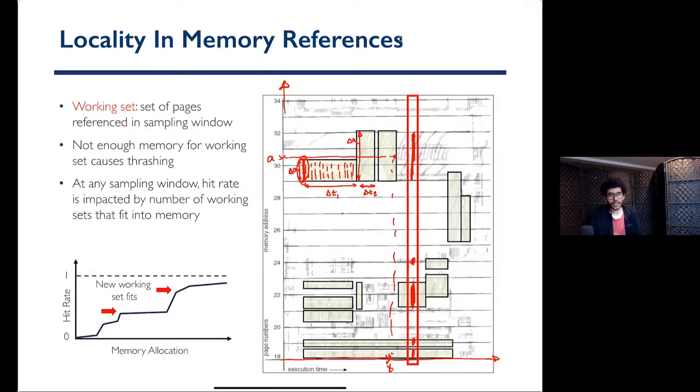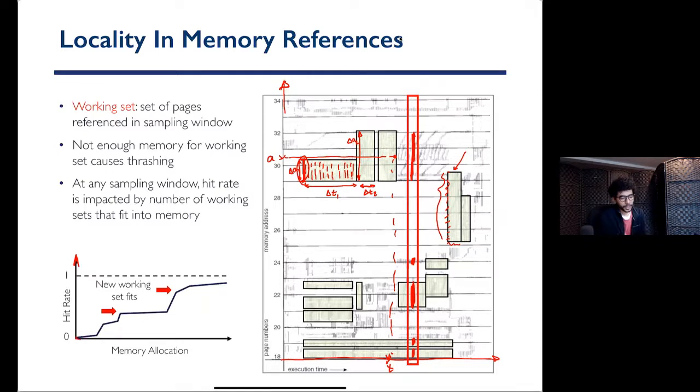These boxes are indicators of the working set. A working set is a set of pages, or basically these addresses, that are accessed in a sampling time window. That's the definition of working set. Now, if I look at my hit rate in memory, how often do I find the page that I need in memory?